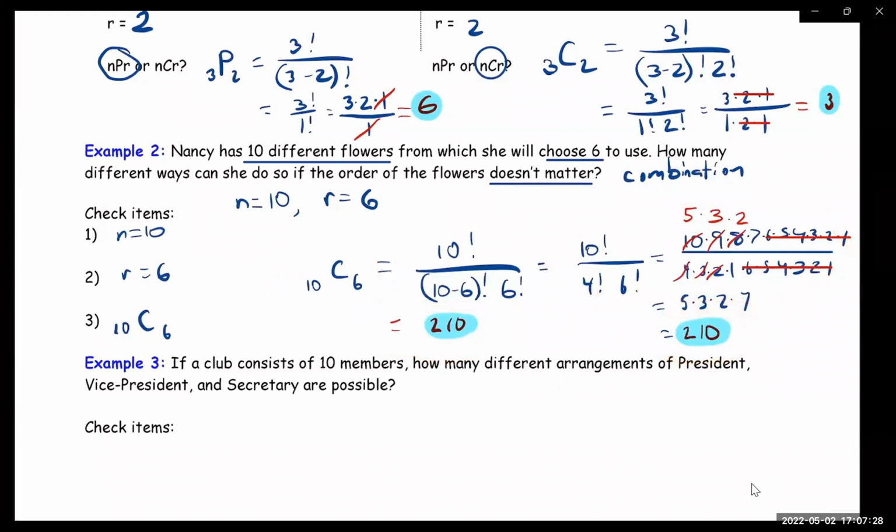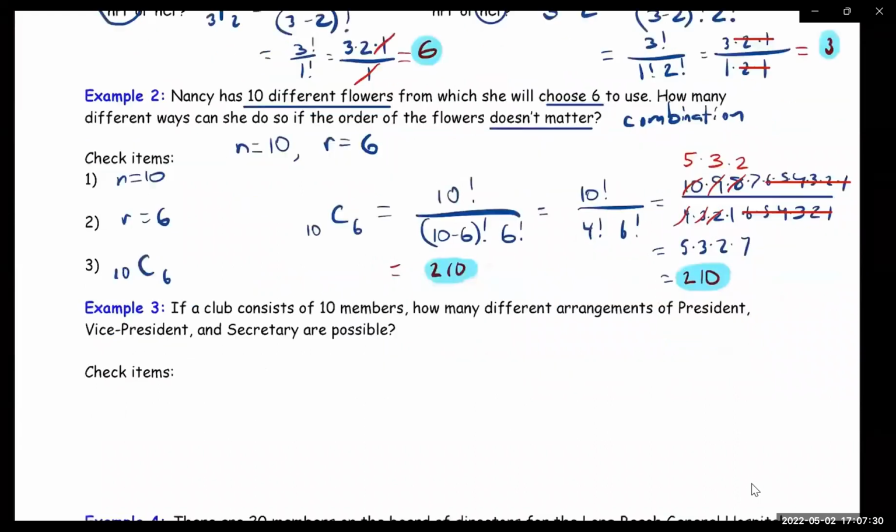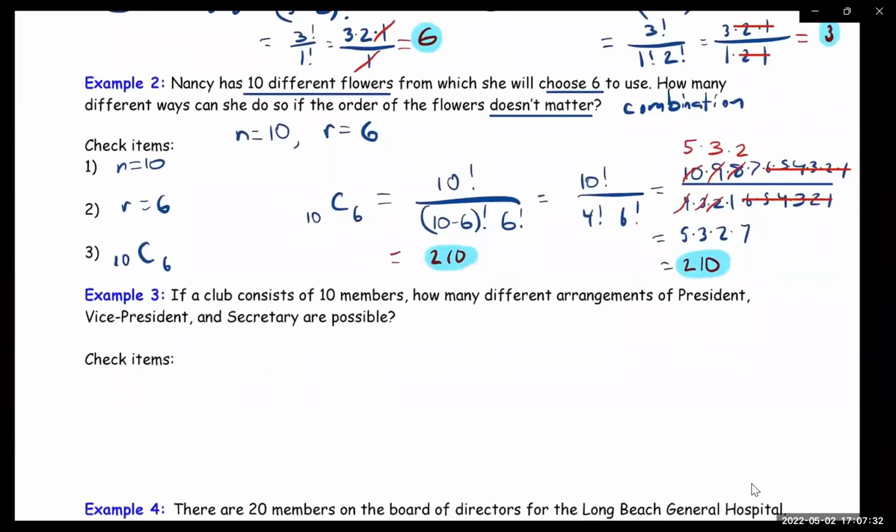All right, let's look at the next problem. The next one says, if a club consists of 10 members, so that's your N, right? How many different arrangements of president, vice president, secretary are possible? So do you guys think it's going to be order matters or order does not matter?